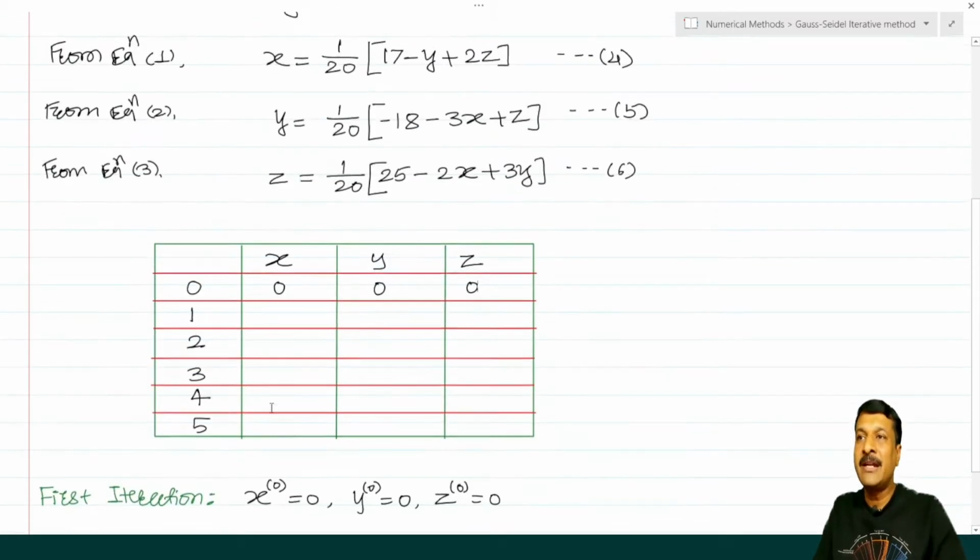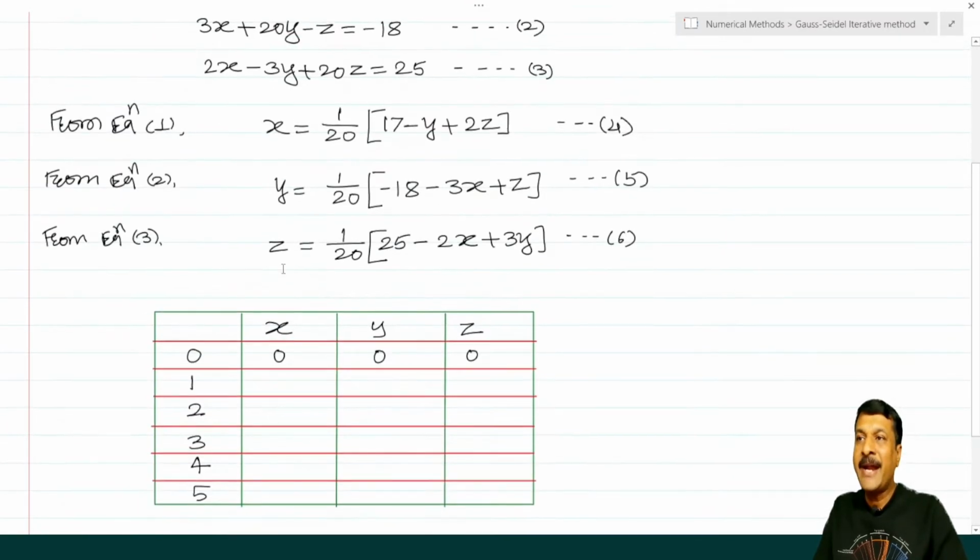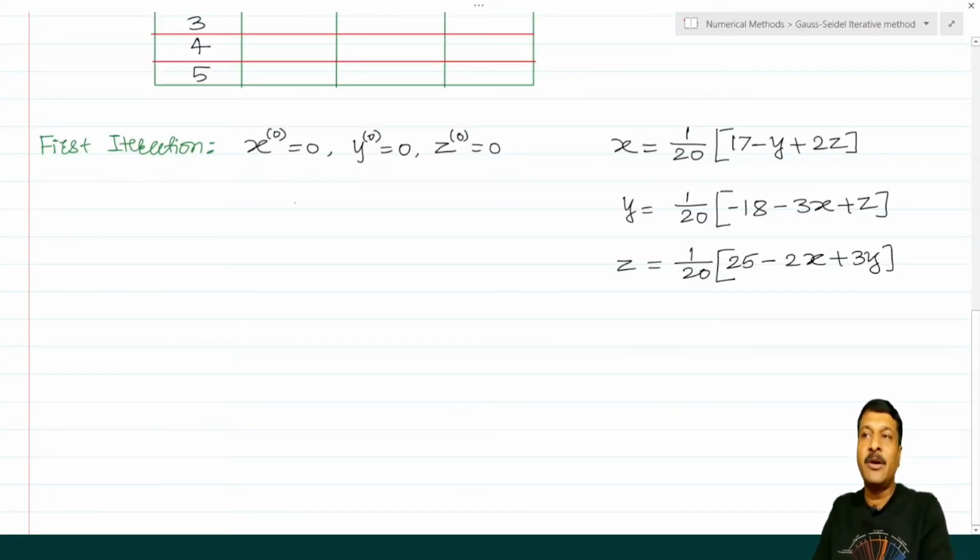So we already have from equation 4, 5, 6. Note that to find x I need values of y and z. So you always take the recent values. So these are the recent values of y and z. So here these are the values of x, y, z. So what we need? First iteration.